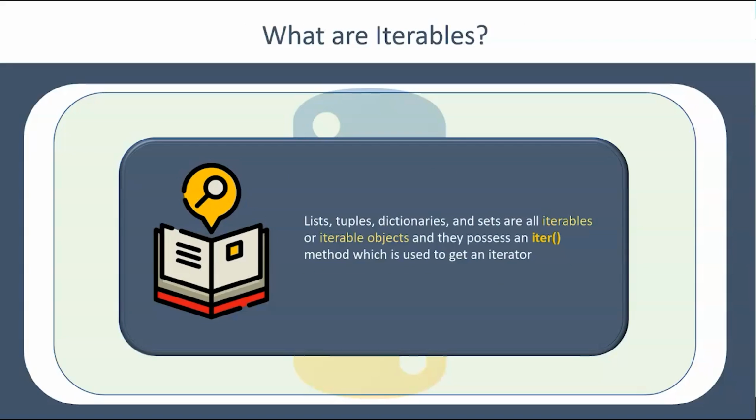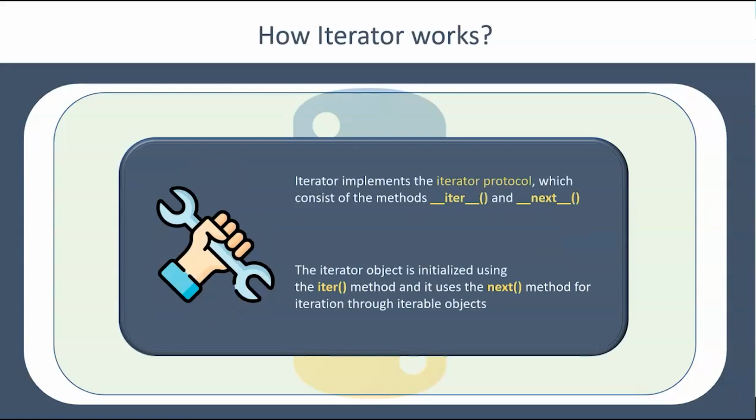Now, what are iterables on which you can iterate? Lists, tuples, dictionaries, sets, as I mentioned, are all iterables or iterable objects. Other than these, you can't perform any iteration. If you have not created an object of list, tuple, dictionary or set, then of course your iterable will not be of any use. And these objects internally possess an __iter__ method, which is used to get a handle to an iterator, and then you can start looping it, or you can start accessing the elements of the iterator.